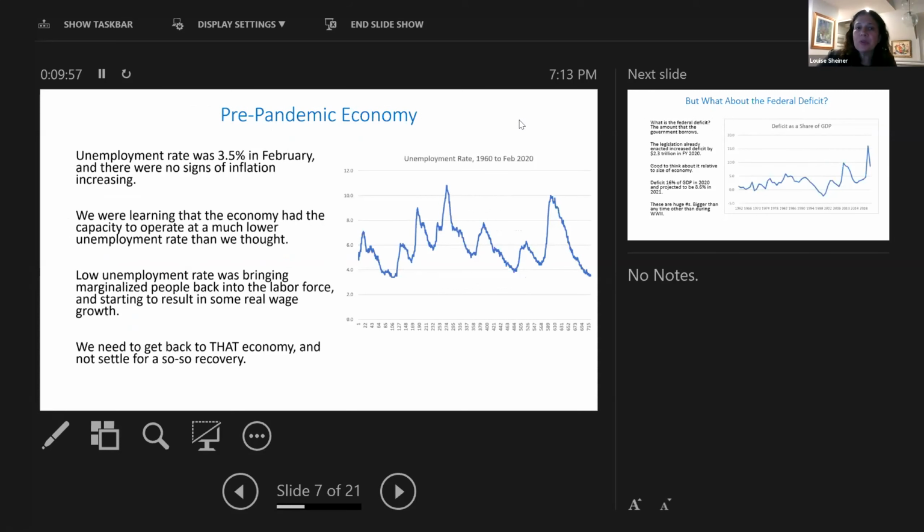One thing I think is important to remember is how good the pre-pandemic economy was. So like I said, the unemployment rate was 3.5% in February, and there were no signs of inflation increasing. That's important because typically what happens is when the unemployment rate starts to get down, sort of below 5% or 4.5%, the Federal Reserve will say, oh my God, the economy is running too hot. We're gonna have a lot of inflation, and so let's rein it in. Well, the truth was the unemployment rate was 3.5%. The economy was generating a lot of jobs, and there was no inflation.